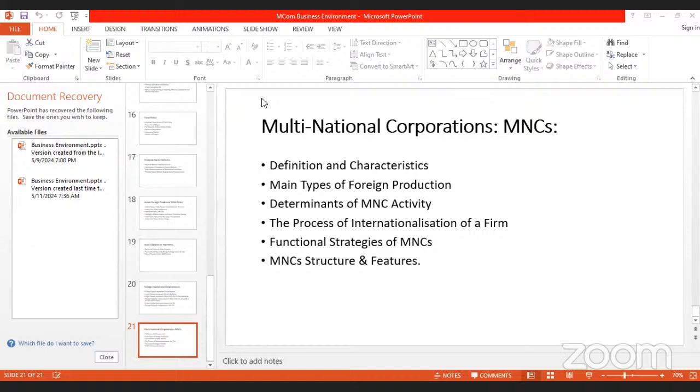Next is multi-domestic strategy. So that is adapting product and marketing strategy to suit local preferences and cultural differences. So accordingly, they make changes. That is known as multi-domestic strategy. Then there are transnational strategies. So transnational strategies are balancing global efficiency and local responsiveness by integrating global operations and adapting to local markets.